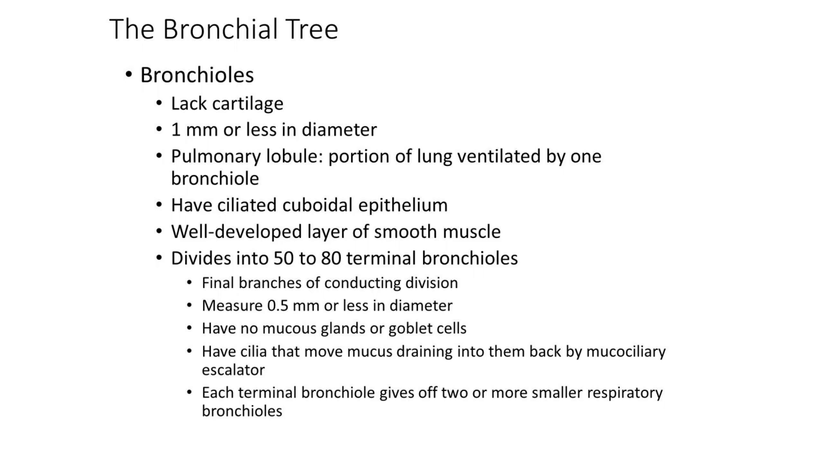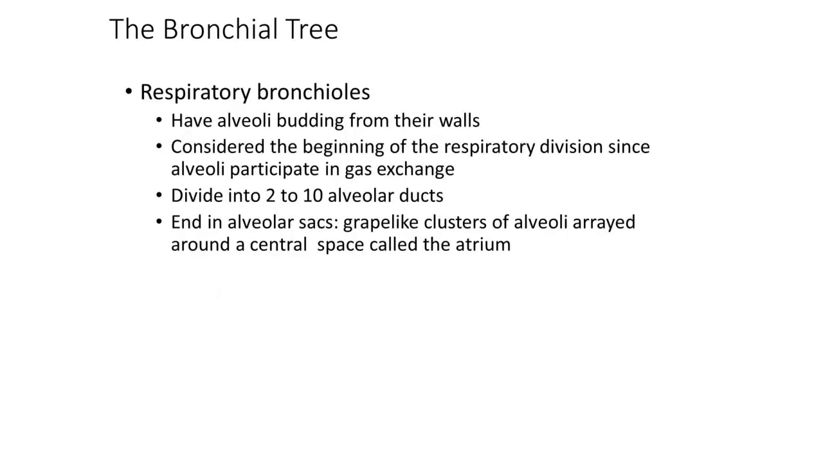Each terminal bronchiole gives off 2 or more smaller respiratory bronchioles. Your respiratory bronchioles have alveoli budding from their walls. This is considered the beginning of the respiratory division since the alveoli participate in gas exchange. They divide into 2 to 10 alveolar ducts. And they end in alveolar sacs, which are grape-like clusters of alveoli arrayed around a central space called the atrium.